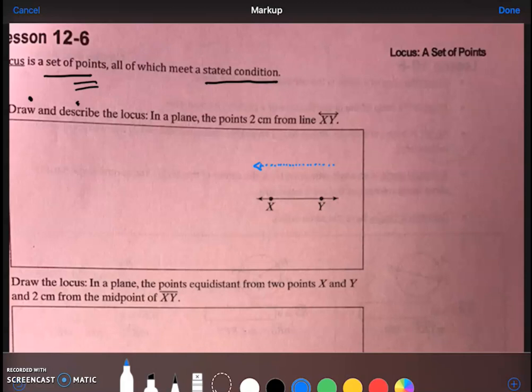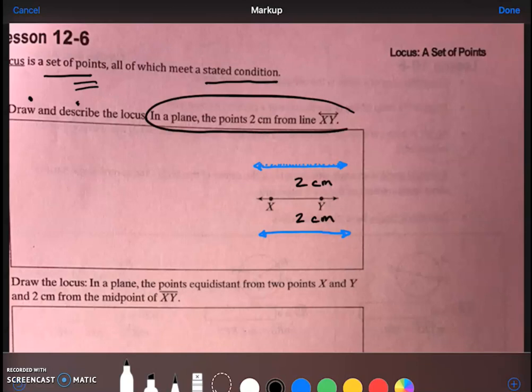You don't need to make all the dots because all the dots would consistently make a solid line. The assumption here is that this is 2 centimeter distance above it. Some of you might have already been thinking, well, if it's 2 centimeters above it, couldn't it be 2 centimeters below it? And that is correct. This is the other set of what we would call locuses or loci. But it's just a set of points, although this is in the shape of a blue line, that fit the description. And this being the description: in a plane, points that are 2 centimeters from line XY.